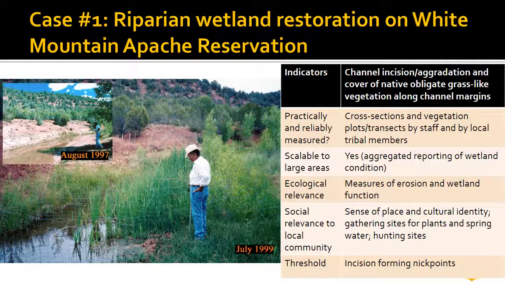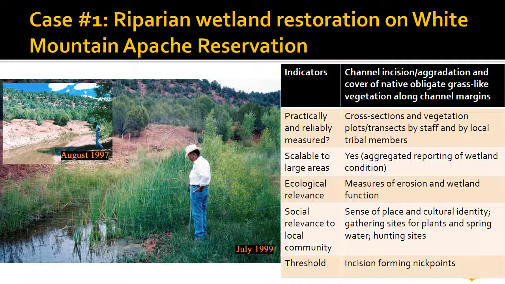We ended up focusing a lot on indicators such as channel incision and aggradation, as well as cover of native obligate grass-like vegetation along the channel margins. We found that these indicators were practically and reliably measured by staff as well as local tribal members, including students, that we could scale these indicators out to large areas by aggregating reporting from different sites. They were strongly ecologically relevant as measures of erosion and wetland function.